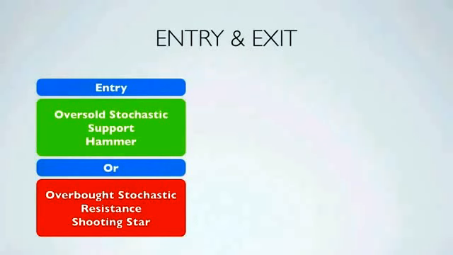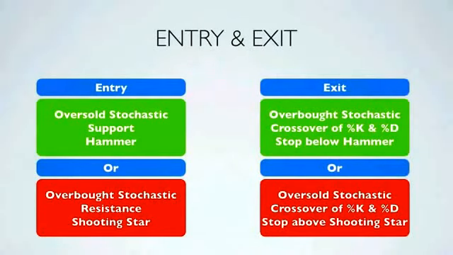The short signal is overbought stochastic at resistance with a shooting star. The exit would then be, for the long, an overbought stochastic crossover of the %K and %D. And again, if you do not know what this is, I recommend that you watch our free video on stochastic so you know what %K and %D is. And then the stop is below the hammer.